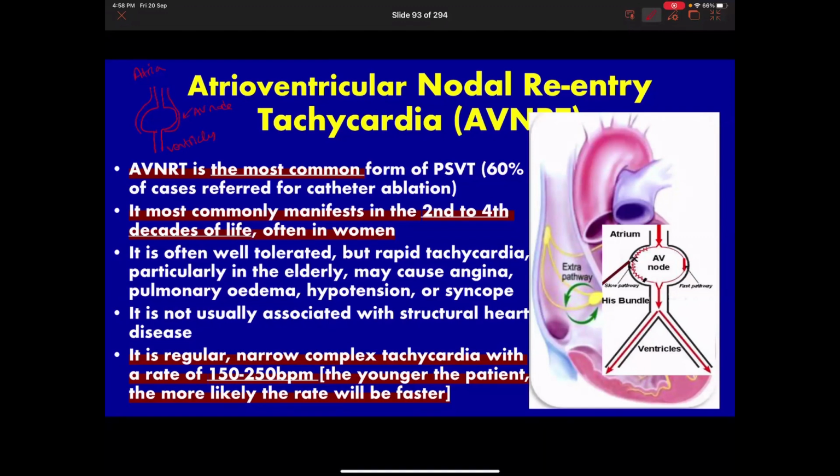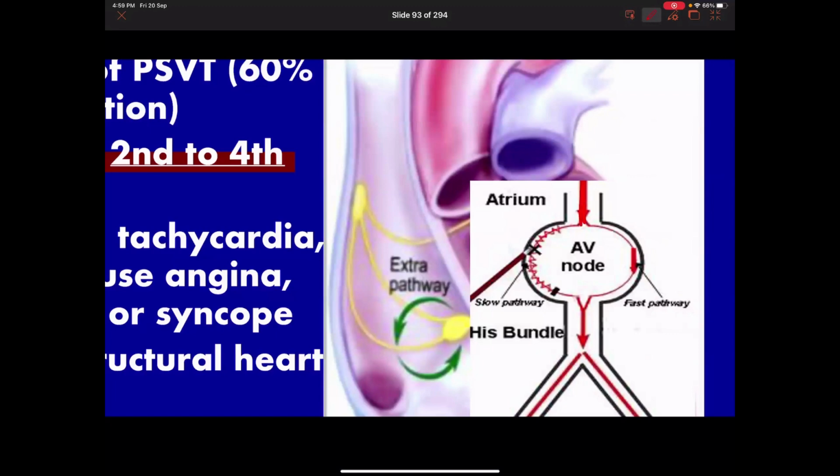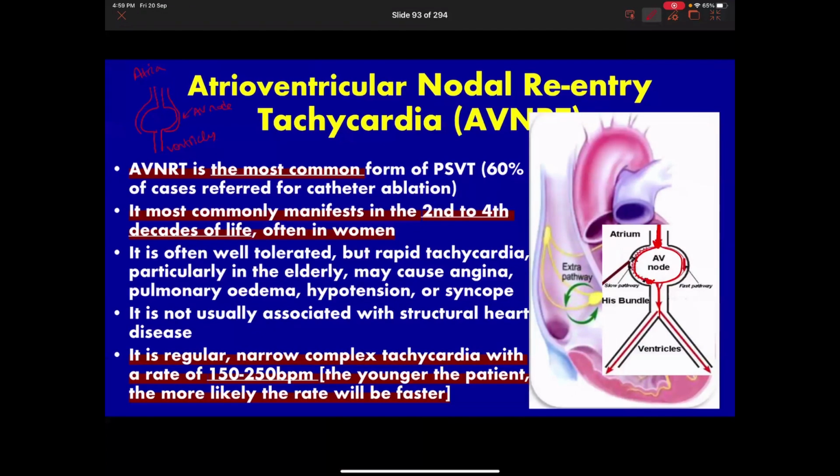Okay, so if you can see here, you have an impulse that comes from the SA node after it leaves the atria. It moves in a slow pathway and a fast pathway, but then they cancel out when they meet and it just goes down as one. Okay, so these people are living normally. It only manifests in the second and fourth decades. They're living normally because usually you have a slow impulse and the fast one, they cancel out and become one, and it goes to the ventricles, normal ventricular contraction. So they don't really present with anything.